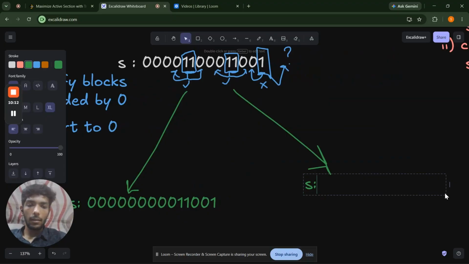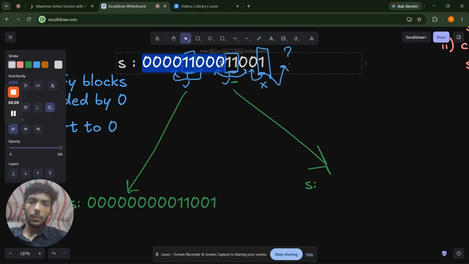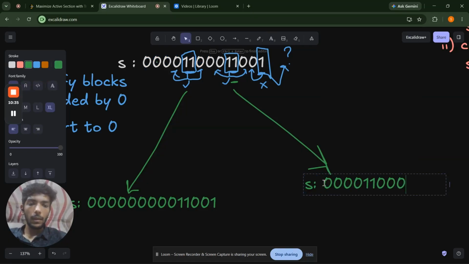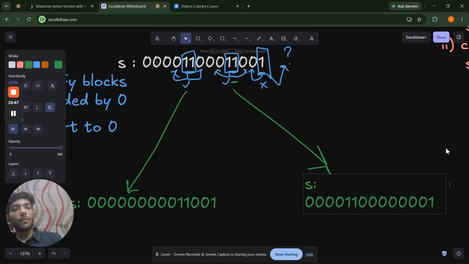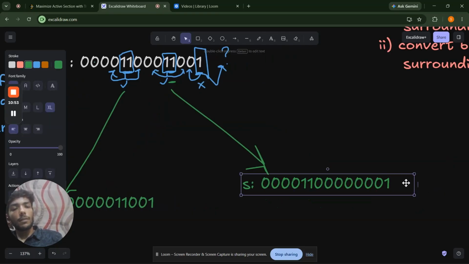And for this, it is this part. So this first part will remain as it is, and this block of ones will be converted to 0, and the suffix part, which is 001, will also remain as it is. So hence this is one of the final strings which will be formed, and with that the first step of one thread is completed.